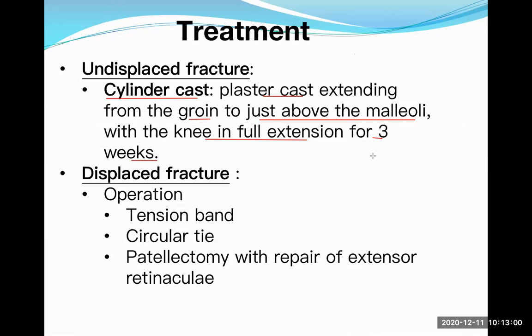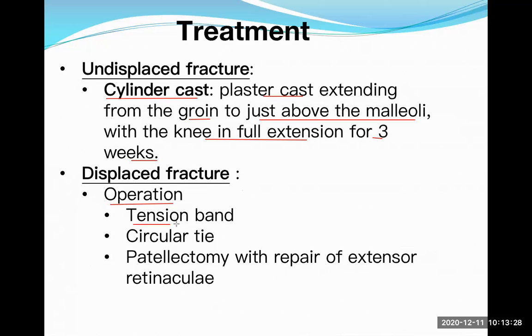So this is a long cast which is applied from the groin area, or the inguinal area you can say, and it will reach just above the malleoli. So the whole of the thigh, knee and leg are included inside the cylinder cast. And the knee joint should be in full extension up to 3 weeks. In case of displaced fracture, we go for surgery.